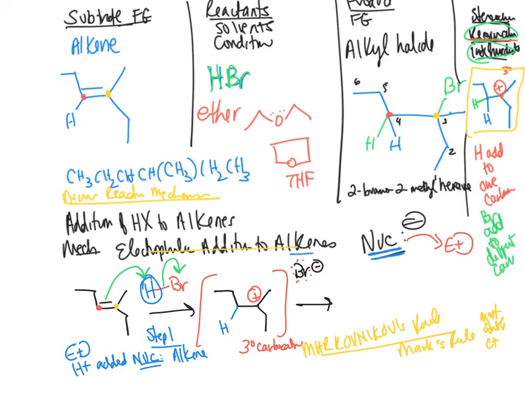Okay, now the bromine comes in with its electrons, and now this is your nucleophile, and that's your electrophile. And you only need one single arrow there, and then you draw your product. So you added the hydrogen to the carbon-carbon double bond, and you added the bromine. And you made an alkyl halide. Okay?